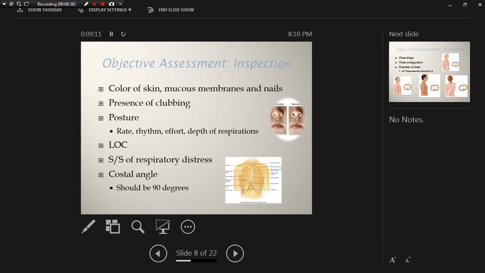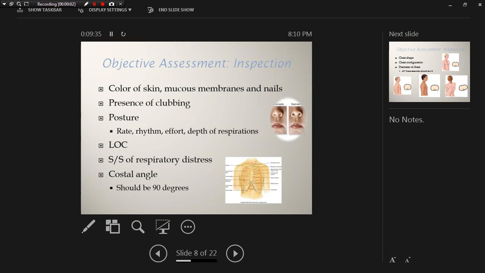Pallor, that might be another issue to consider. Presence of clubbing. We know clubbing is when we look at the nail bed and the angle is greater than 180 degrees. The nail bed's also going to be pretty spongy. Clubbing is also associated with chronic hypoxia, people who have chronic long-term pulmonary disease.